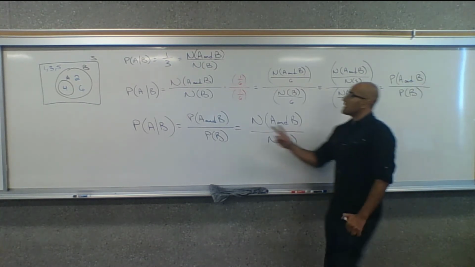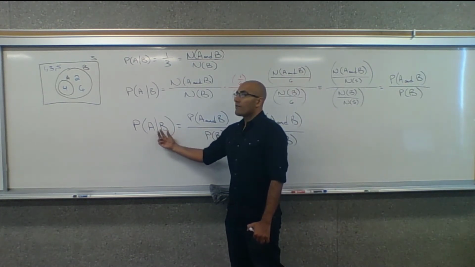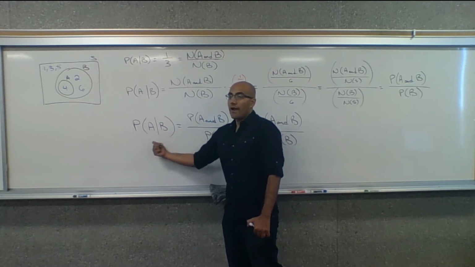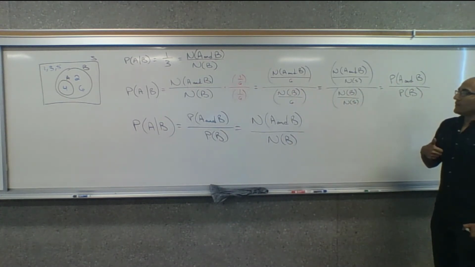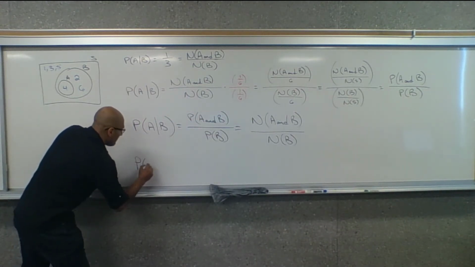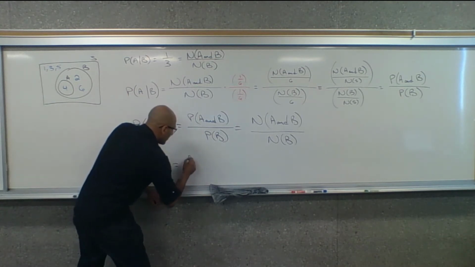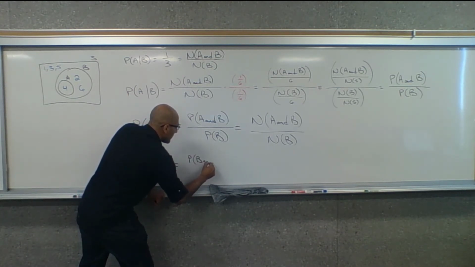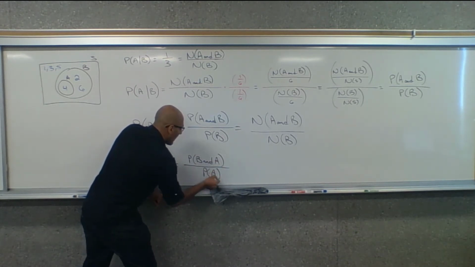So the selection of A and B here is just arbitrary. We could have just as easily gone the other way around. So in general, we can also write it the other way around. So the other way around would be that the probability of B given A is equal to the probability of B and A divided by the probability of A.